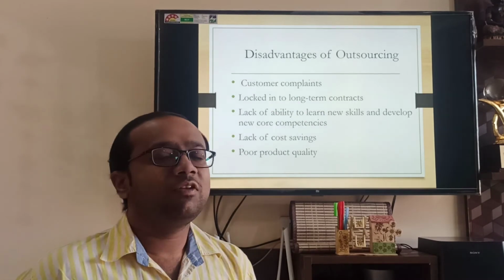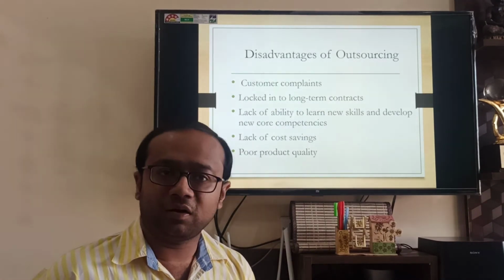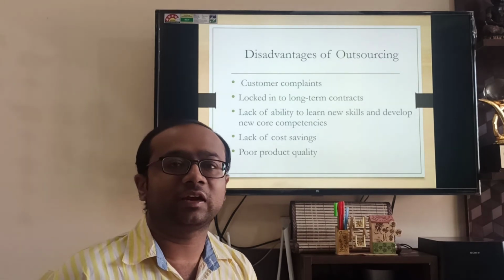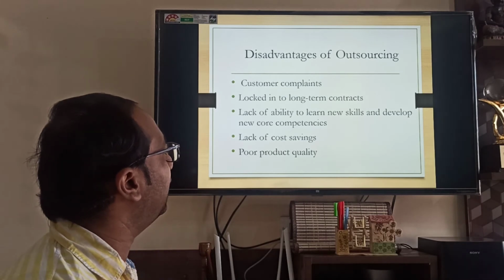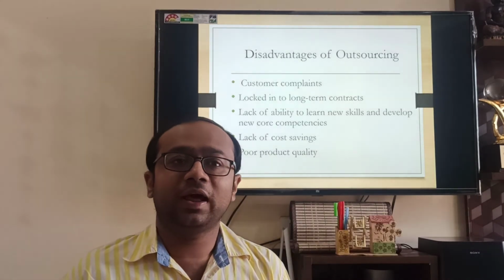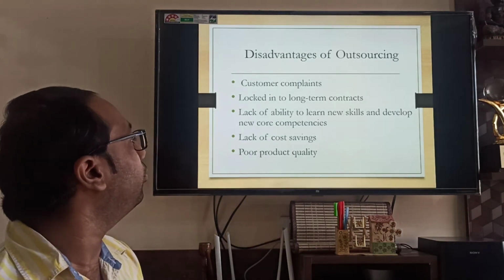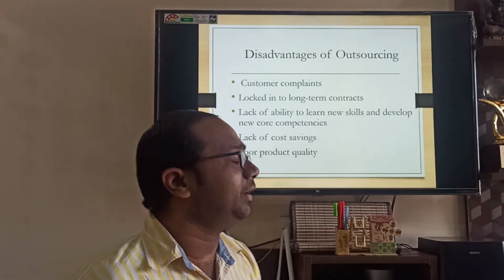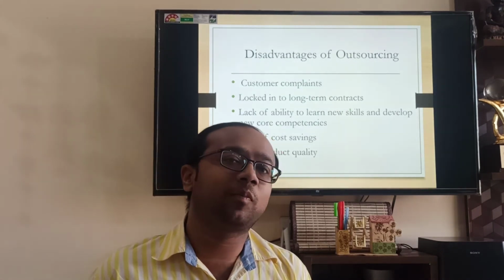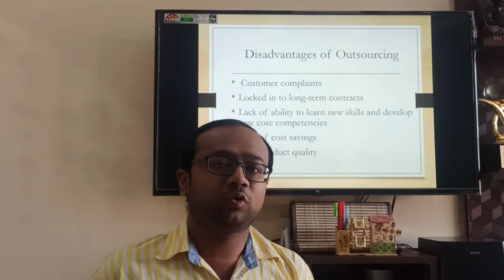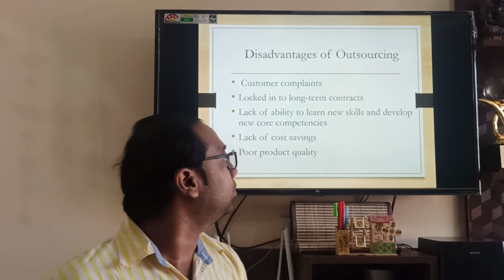So see, the level with which a company will take care of its customers, an outsourced partner won't. So in many cases it is seen that when the activities are outsourced, customer complaints rise. Locked into long-term contracts. You get into long-term contracts and contractual liabilities also increase. Lack of ability to learn new skills and develop new core competencies. Your skill set, your competency won't develop, because you're totally depending upon them. If they are doing it, it is okay, otherwise you cannot do anything in this particular case.